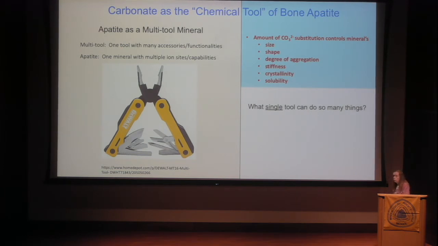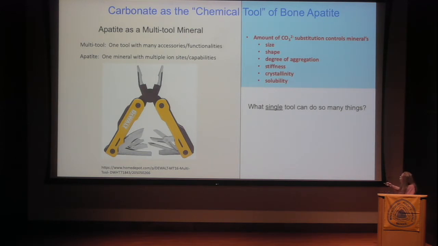So here we get to my non-geological analogy, if you will bear with me. I see apatite as a sort of multi-tool. And all of these little facilities poking out here represent, in my mind, the different kinds of sites in the apatite that allow it to accommodate ions of quite a range of sizes and shapes and also charges.